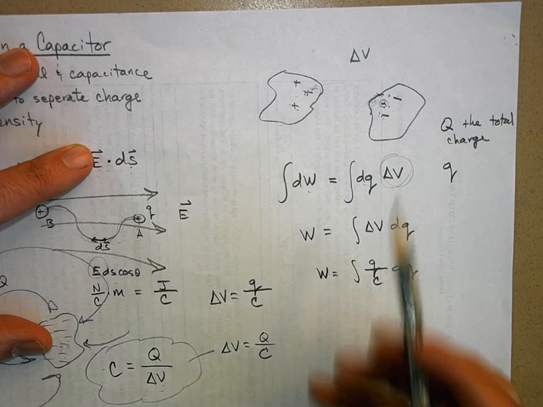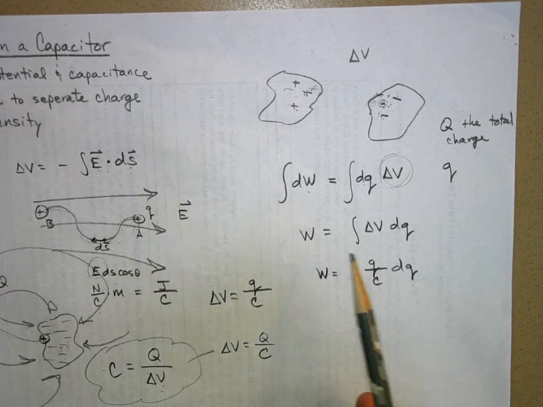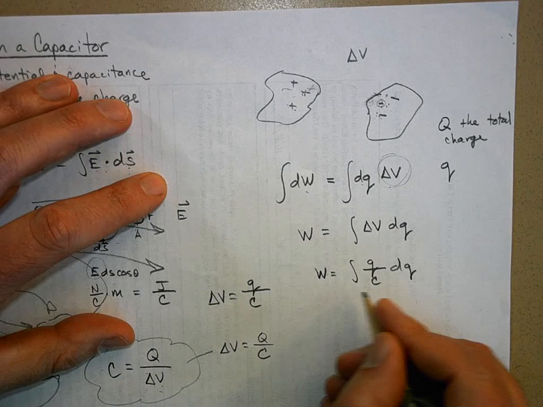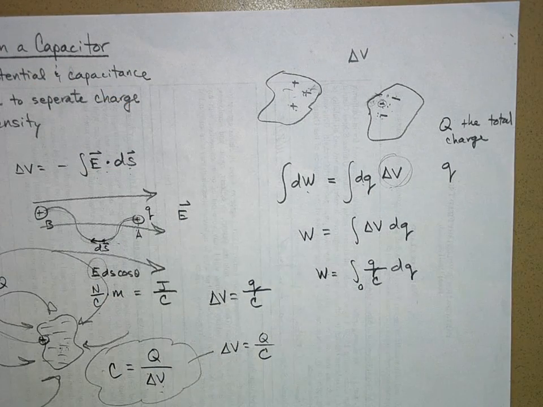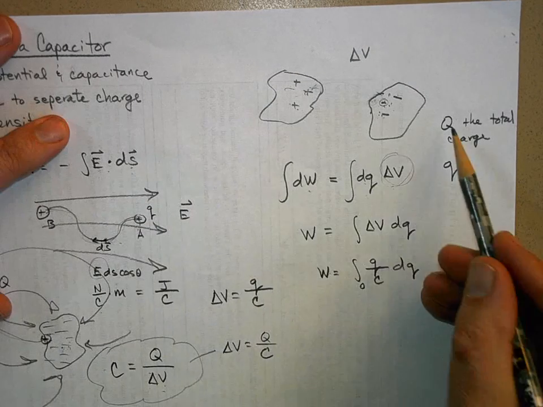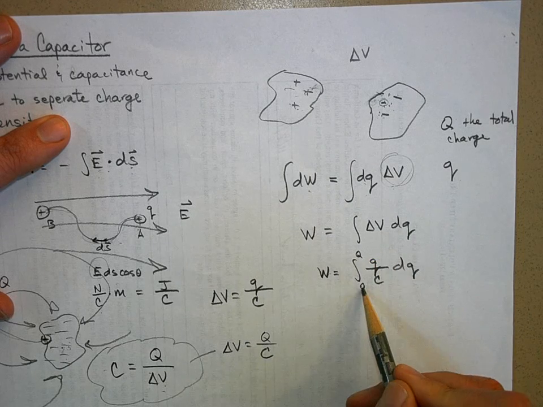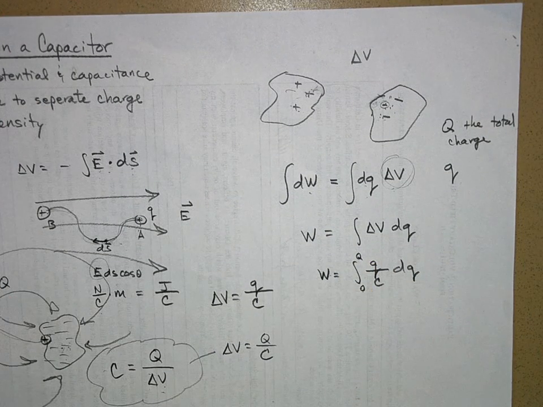Well, how much charge was on the plate at the beginning? None. Zero charge. And how much charge am I going to end up with when I'm all done? What am I going to call that charge when I'm all done? Capital Q. So this q is going to vary from 0 to capital Q. Total charge. Yes? Yeah, question.